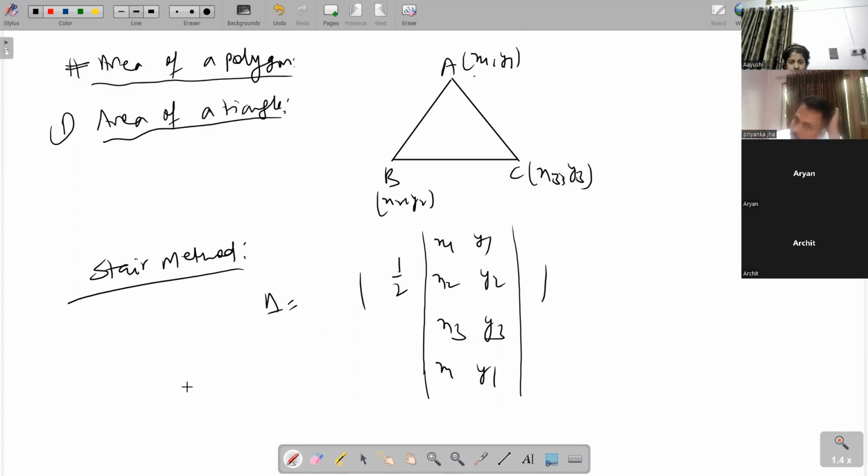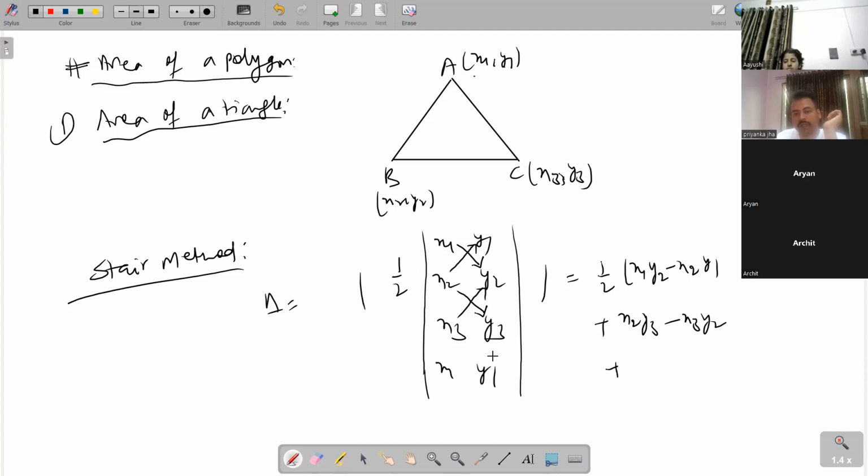A much easier way. How to open this? See, you will open this half and then like this. So x1 y2 minus x2 y1, and then plus again x2 y3 minus x3 y2 plus x3 y1 minus x1 y3. That's it. Finish. Apply mod so that you will not get a negative value. Understood? Much easier way. Yes, sir. Note it down.